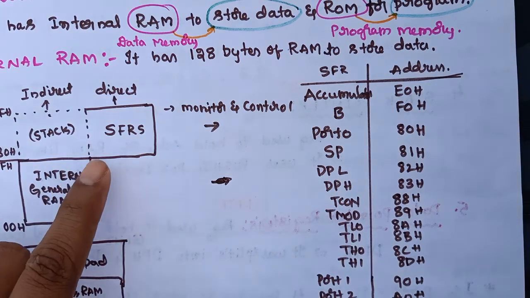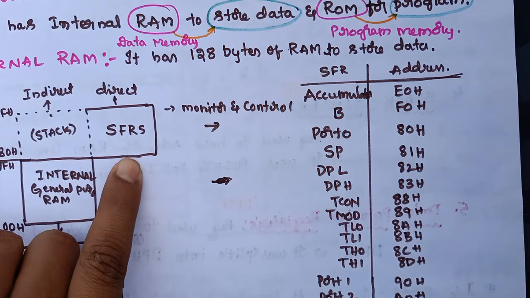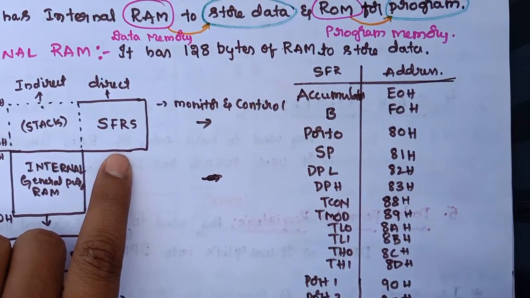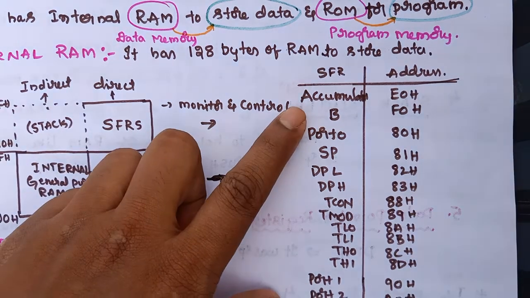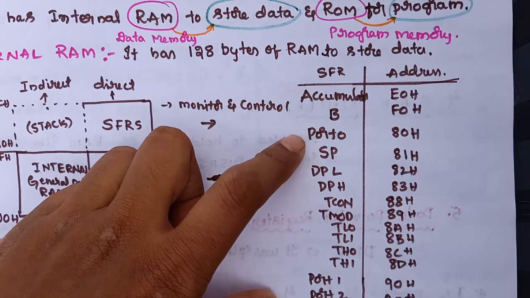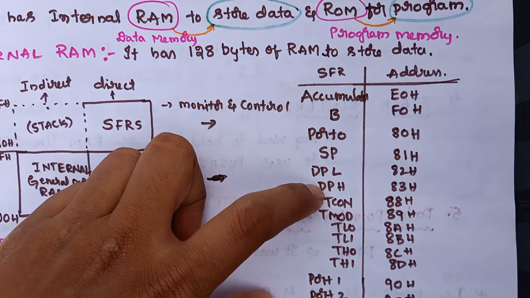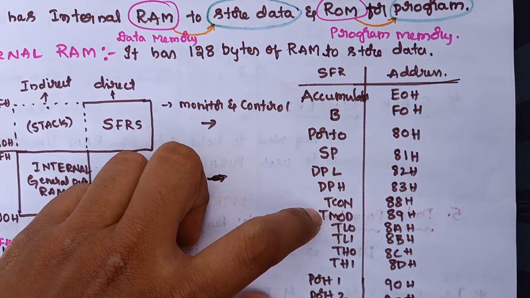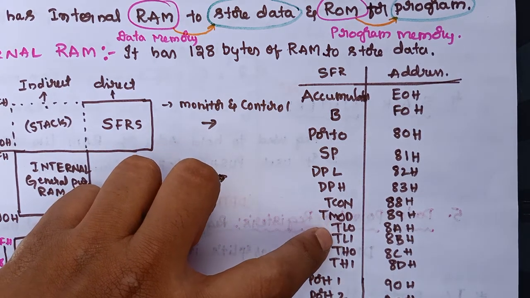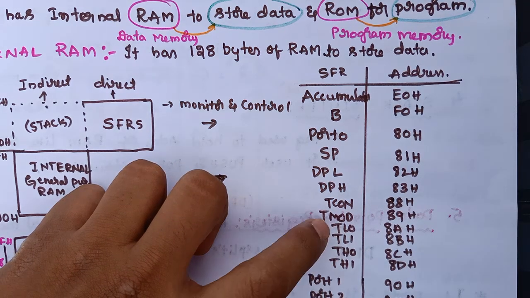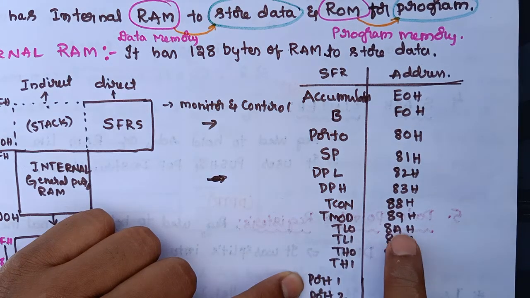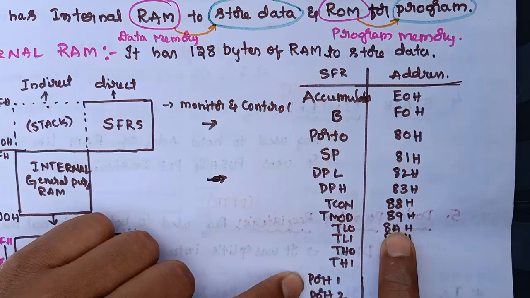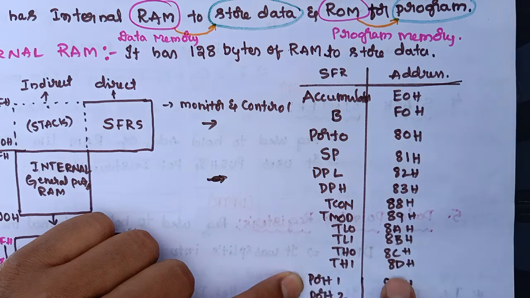The application of special function registers is to monitor and control the operation of logical and arithmetic operations in 8051. The special function registers are the accumulator and B register, port 0, stack pointer, DPL, DPH or pointer registers. TCON and TMOD are timer registers. TL0, TL1, TH0, TH1 are also timers. We can access the locations of the timers: TL0 uses location 8A, TL1 uses location 8B, TH0 at 8C, TH1 at 8D.